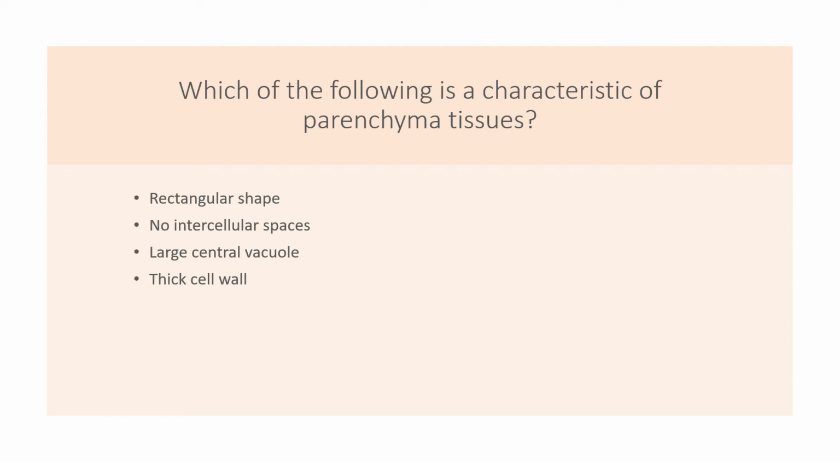Now let's check the progress. So here I have a question: which of the following is a characteristic of parenchyma tissue? The options are rectangular shape, no intercellular spaces, large central vacuole, or thick cell wall. So only one option is correct. If you got the answer, write it down in the comment section.